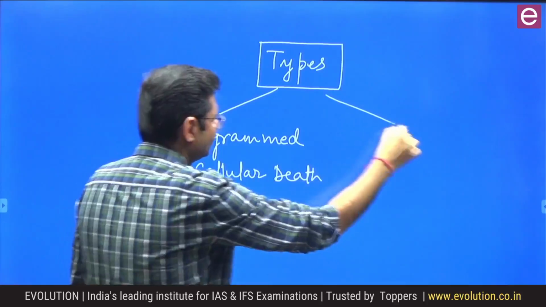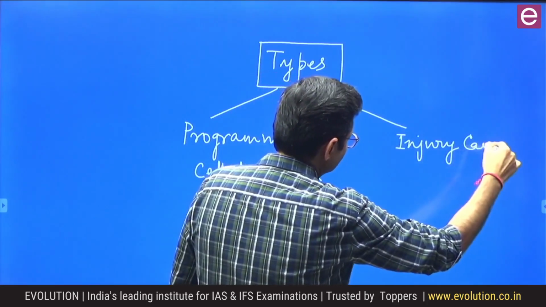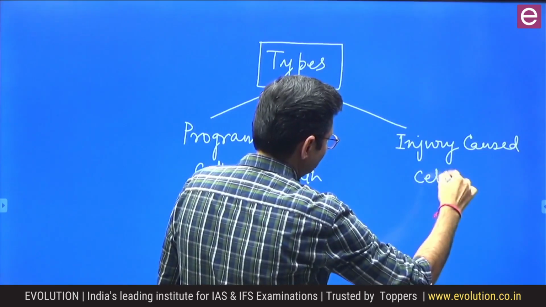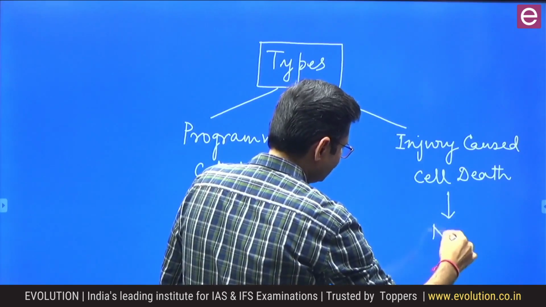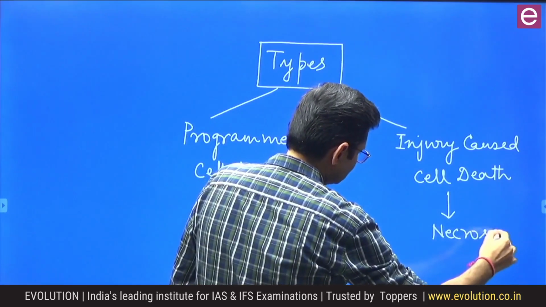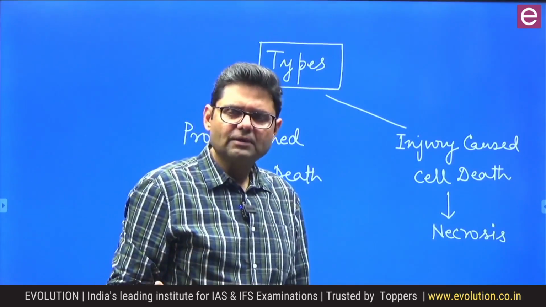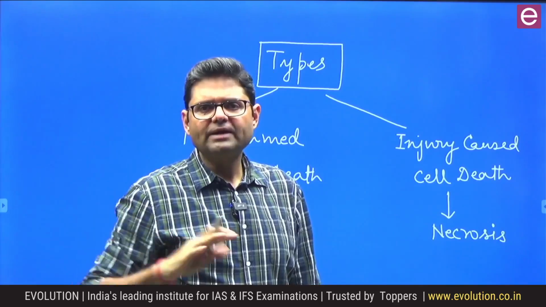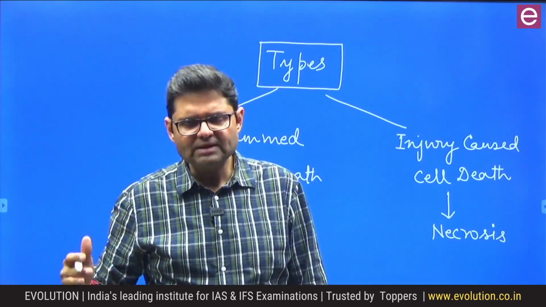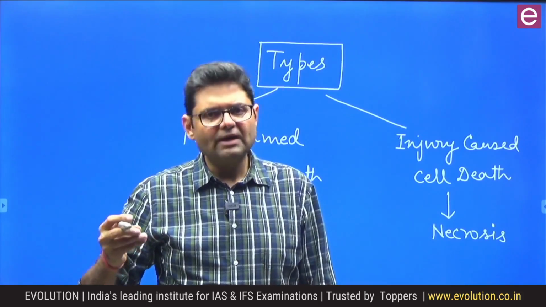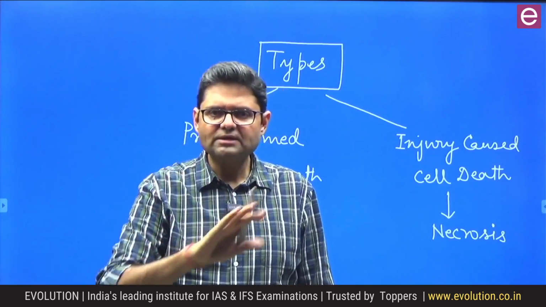And second is called injury caused cell death. This injury called cell death is known by the proper name of necrosis. Let's imagine a cell is suddenly exposed to fire. So the cell will immediately burn and die. A cell is exposed to a strong acid, a strong base, a very strong electric current, or dry ice. Immediately at that location, the cell will be dying.